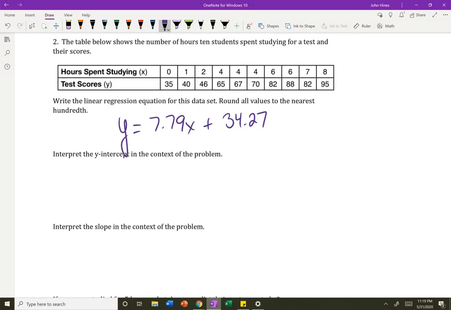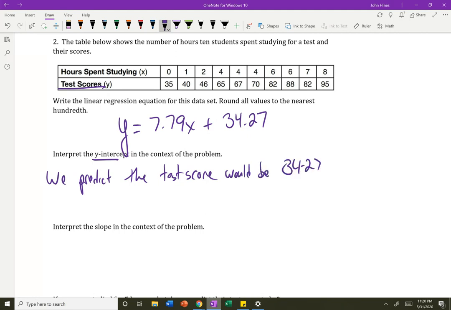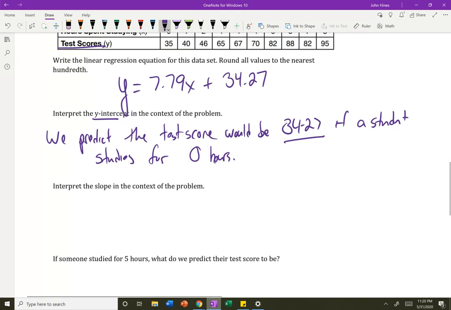Well, that's our prediction for y when x is 0. So we predict the test score would be, well, what do we predict it'll be? 34.27 if x is 0. If a student studies, that's x, for 0 hours. If you don't study, this is kind of your initial grade. You get probably a 34.27. Will you actually? Well, it could be higher, it could be lower. This is just our prediction.